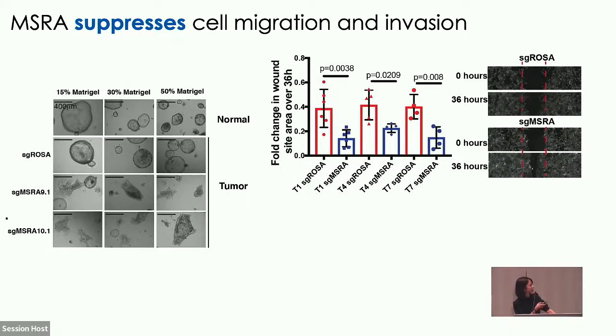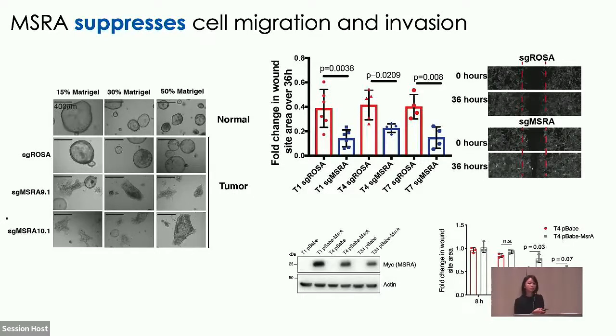And then in a scratch wound healing assay, we asked what is the rate of wound closure. After 36 hours, we found that the size of the wound in MSRA knockout pancreatic cancer cells, represented by blue, is significantly smaller than that of their wild type counterpart, indicating that the rate of wound closure when cells lose MSRA is much faster than the wild type counterpart.